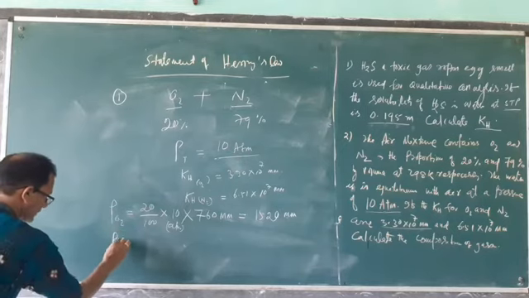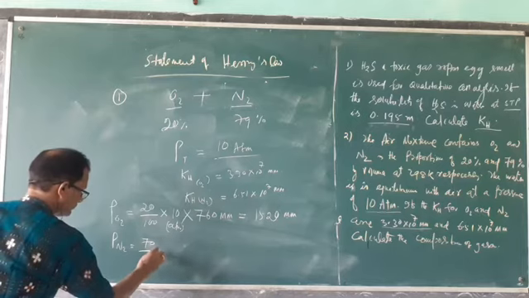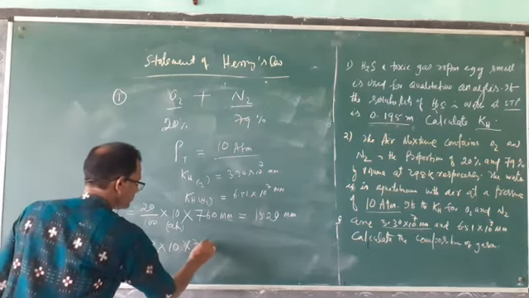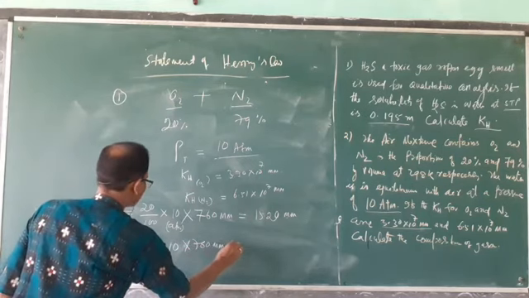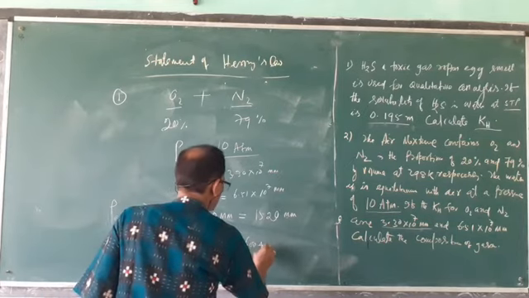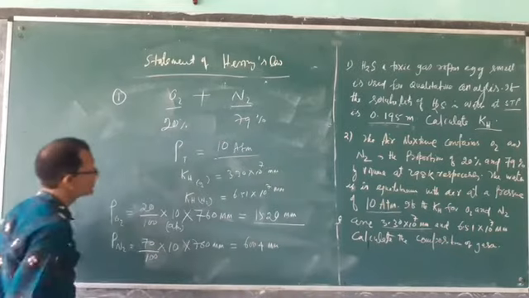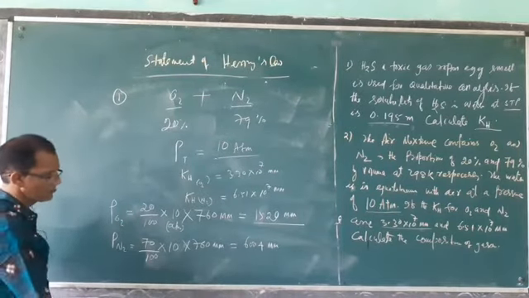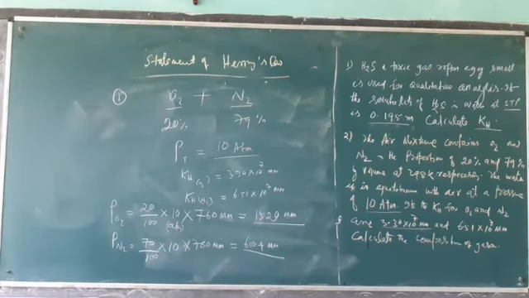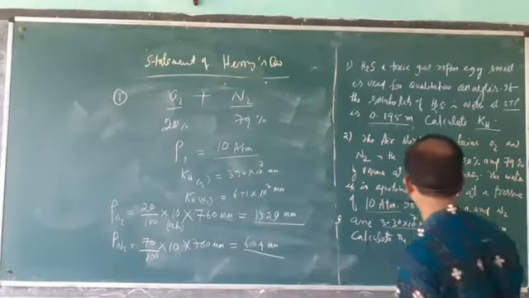Similarly, the partial pressure of nitrogen will be 79% into 10, the total pressure, into 760 to convert to millimeter. The answer is 6004 millimeter. So 1520 is the partial pressure of oxygen because it is 20% available, and 6004 is the partial pressure of nitrogen. Now you convert this into what?